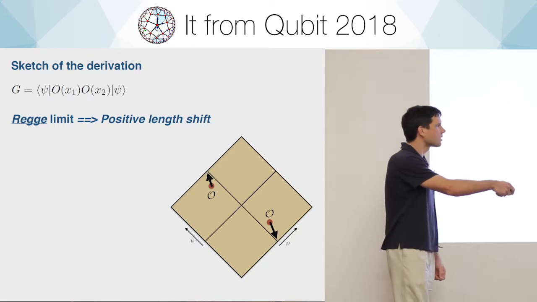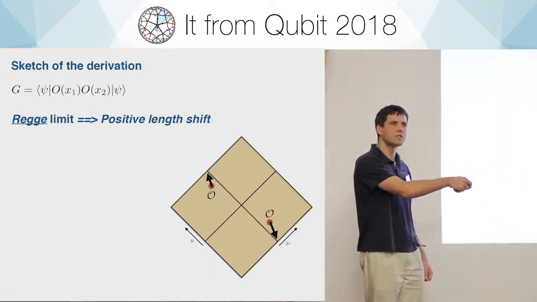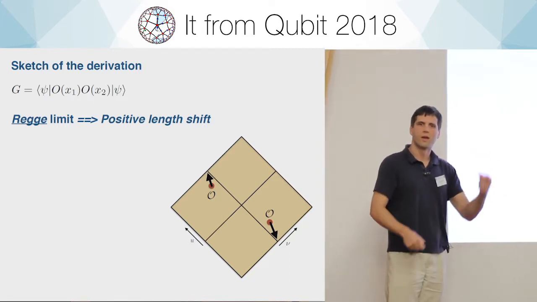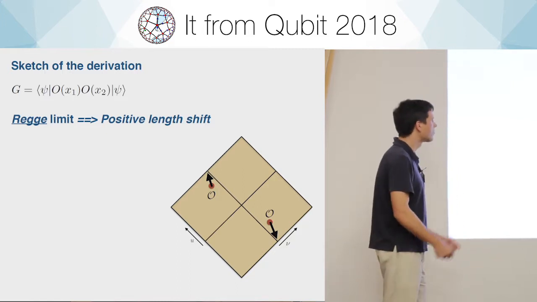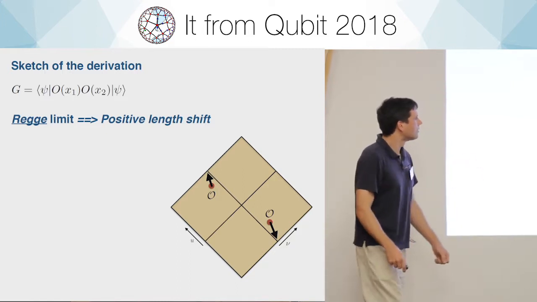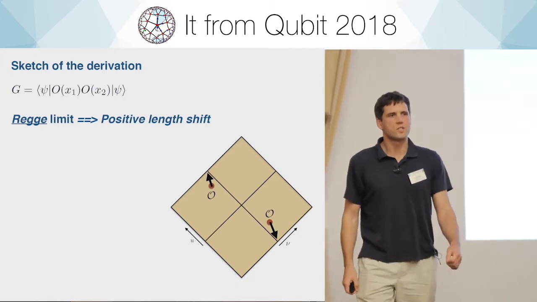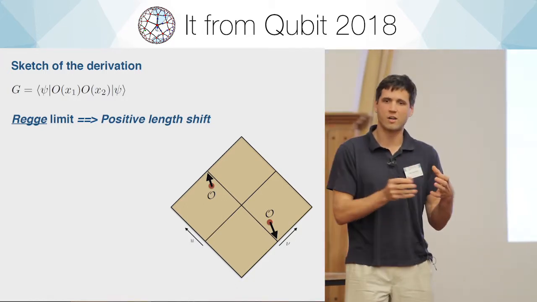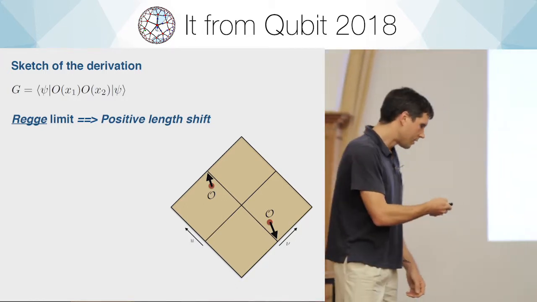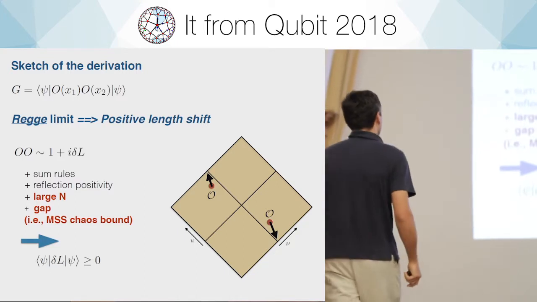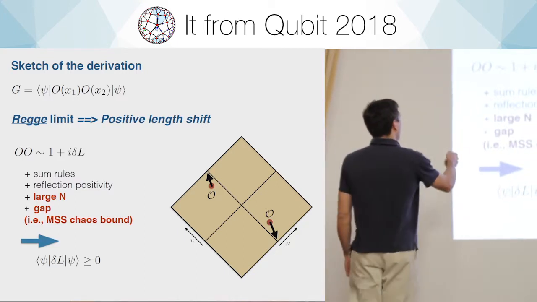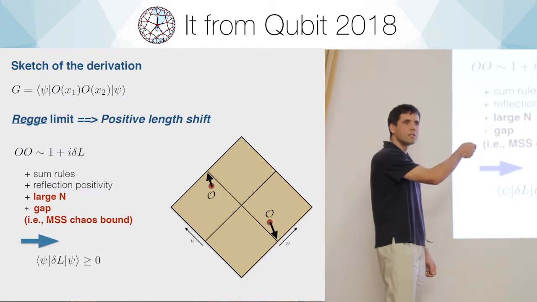The Regge limit is a limit where these simultaneously get far away and null separate. You basically boost them. This causes the interesting physics in the bulk to happen deep inside instead of near the boundary. In this limit, we derived a similar operator product formula, which says that OO is 1 plus this delta length operator.